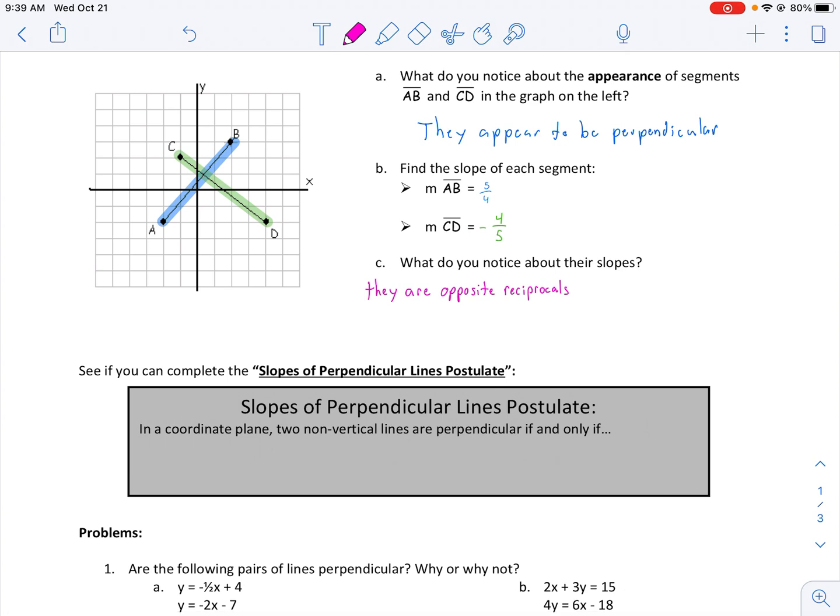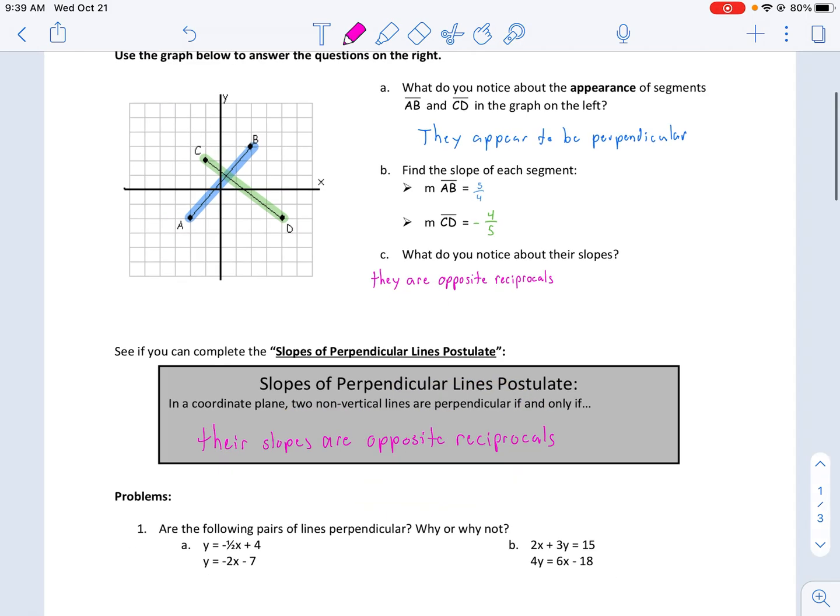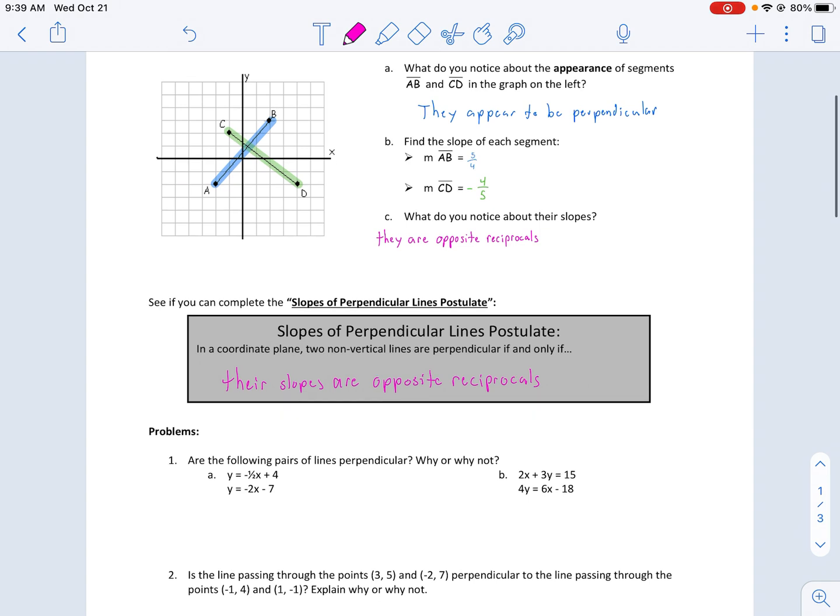All right. So let's come up with the slope of perpendicular lines postulate. It says in a coordinate plane, two non-vertical lines are perpendicular if and only if their slopes are opposite reciprocals. So remember, if and only if, that means we could read it this way and say, if two lines' slopes are opposite reciprocals, then they are perpendicular. So remember those if and only if statements, biconditional.